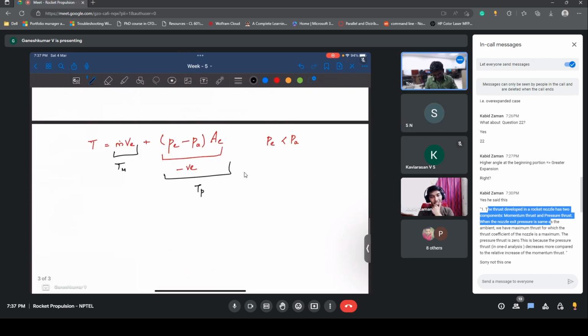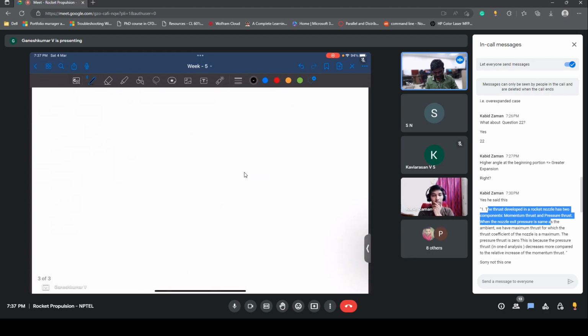So you know what an overexpanded nozzle is, right? Correct. The exit pressure is less than PA. Exit pressure being less means you have expanded more, right? Expansion is nothing but a decrease in pressure. So you decrease the pressure to a larger extent. That's why it's overexpanded.